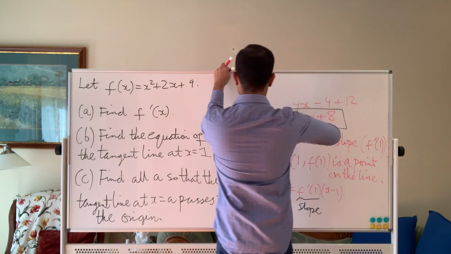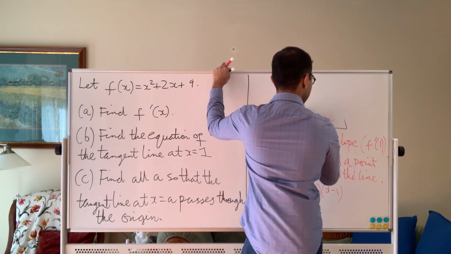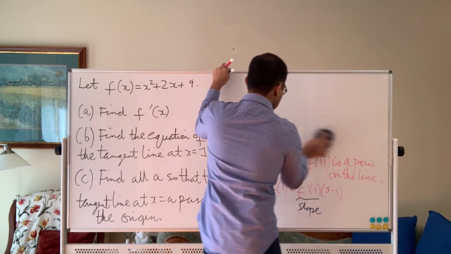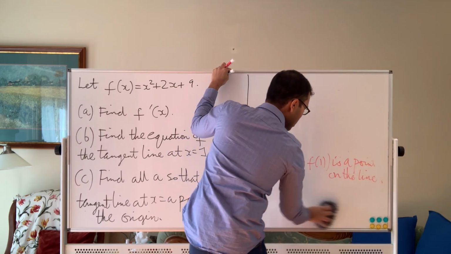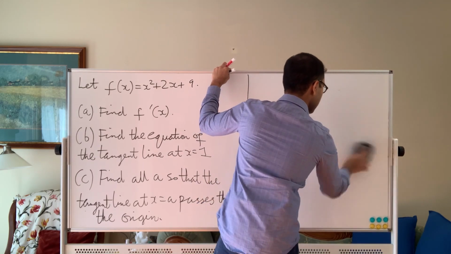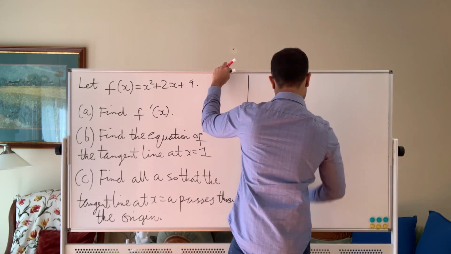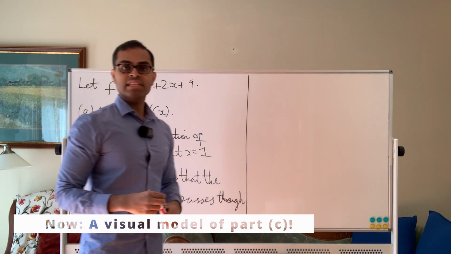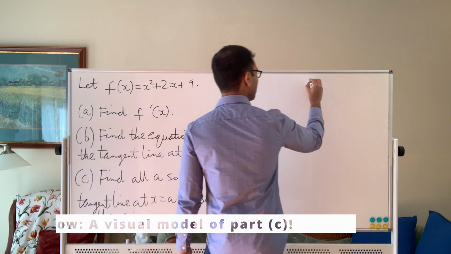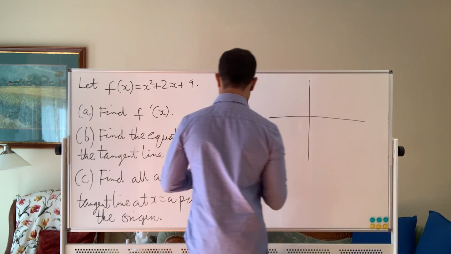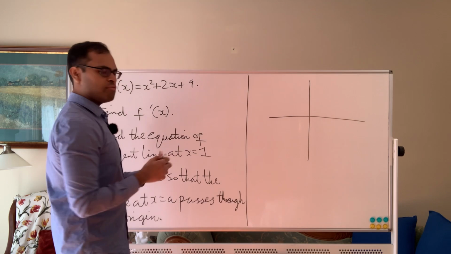This is going to be the equation of a parabola. So x squared plus 2x plus 9, it's a quadratic. We don't actually have to draw the graph, but I'm just going to show you the graph to give you a feeling for what the question is asking. We want to find out whenever the tangent line passes through the origin.